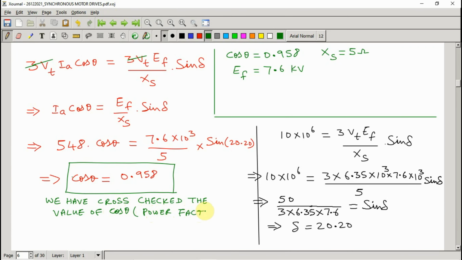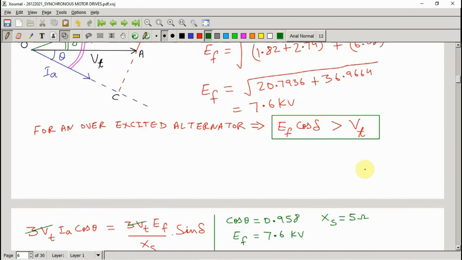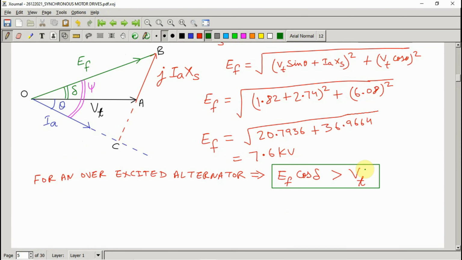So we have calculated all the things. We have computed everything. Load angle delta is computed. You can see here, this is your load angle delta. This is your power factor, and this is your excitation voltage, EF. EF was your excitation voltage. This is also computed.